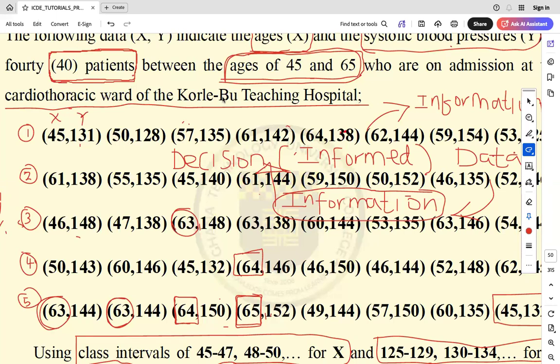Sorry to interrupt. I want to say that the question states the ages from 45 to 65. So from the question, can we say that the highest is 65 without going through this? Exactly. But what about the pressure?